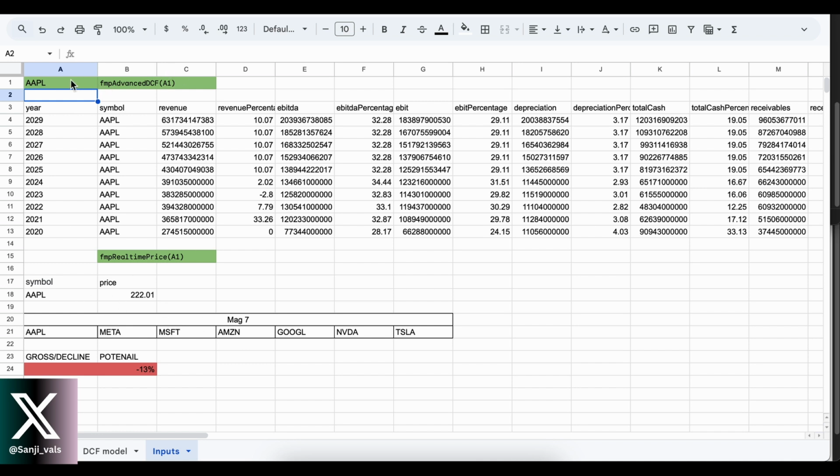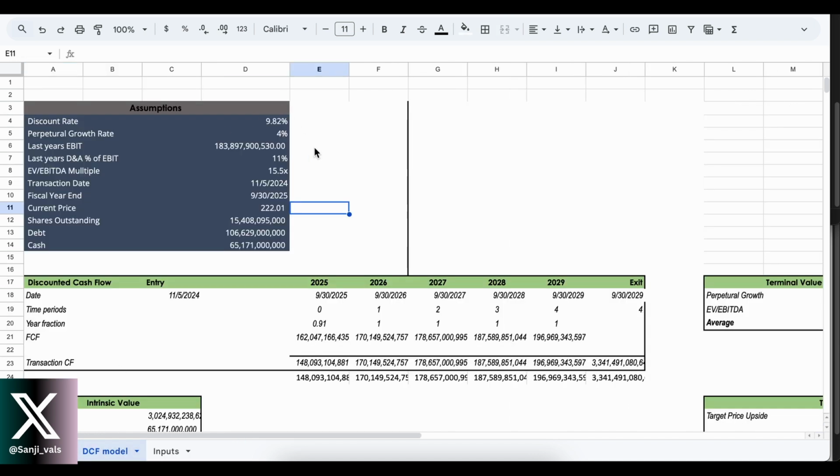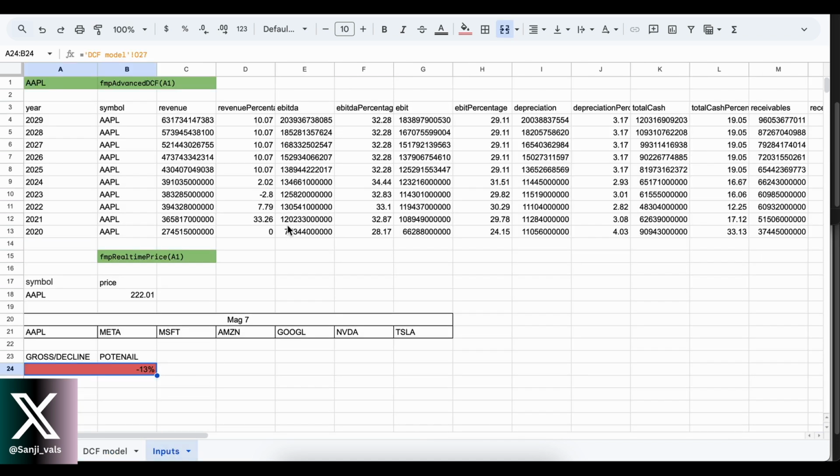As you can see, I've already inputted the Apple share and it shows a 13% decline potential based on the DCF valuation model. These are my assumptions and this is the main model. And then I have the second screen with inputs where I extract the data.